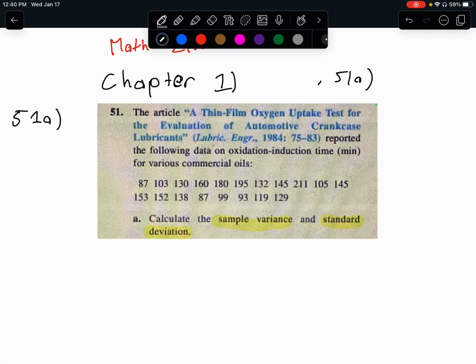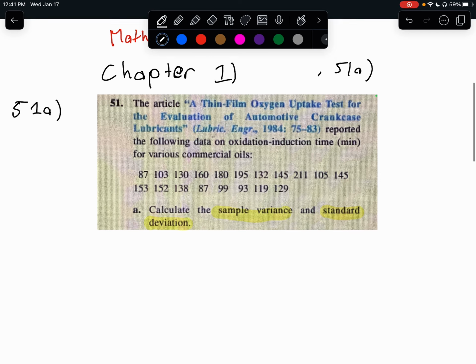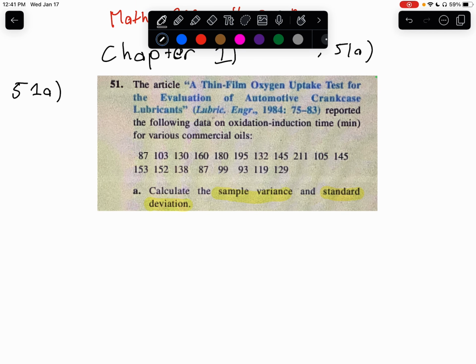Alrighty, so today we're gonna go over a little bit of calculations. We're gonna go over question 51 from the textbook, which is the following data of numbers: calculate the sample variance and the sample standard deviation. So first, we have to find s squared and s, which stand for sample variance and standard deviation.